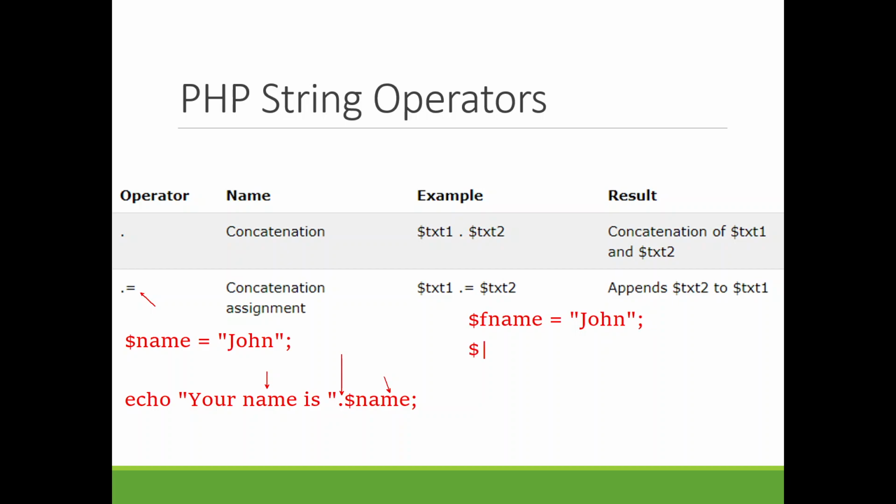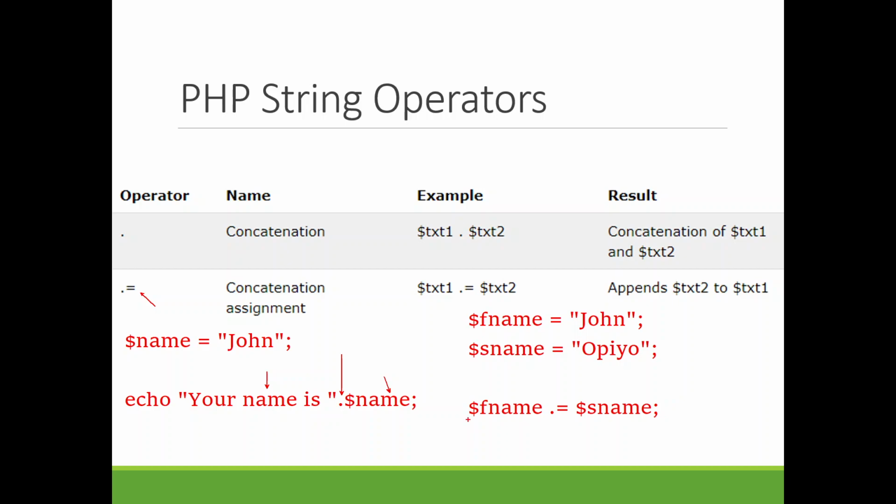Then you have the second name, S name, equals Paul, like that. Now, if you do F name dot equals S name, like that.